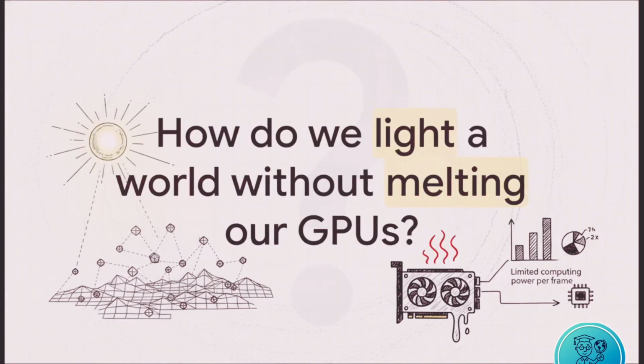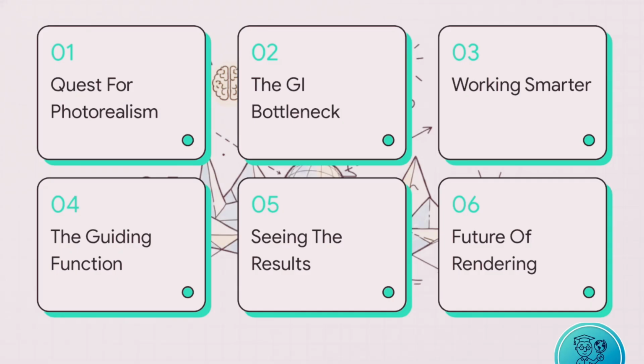But naturally, this creates an unbelievable challenge for software engineers. The big question is, how on earth do we light a sprawling, dynamic virtual world using millions of these data-gathering probes without literally melting our graphics cards? We all want maximum visual fidelity for sure, but we only have a very strictly limited amount of computing power per frame. To answer that, here is our quick roadmap for today.